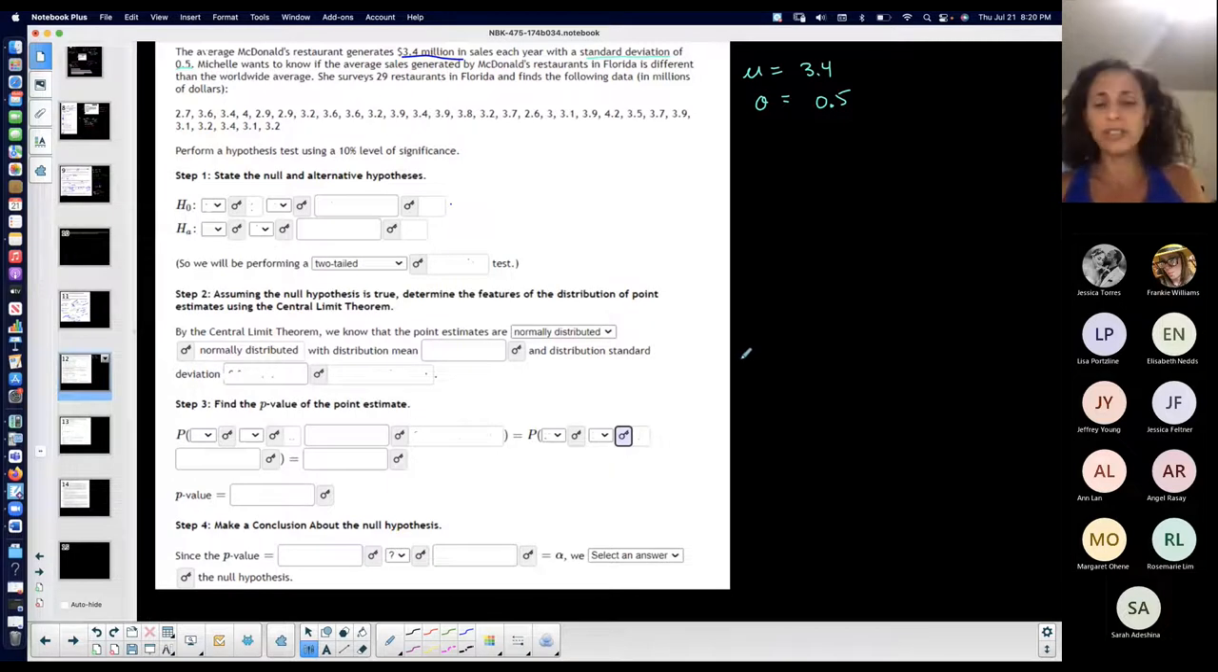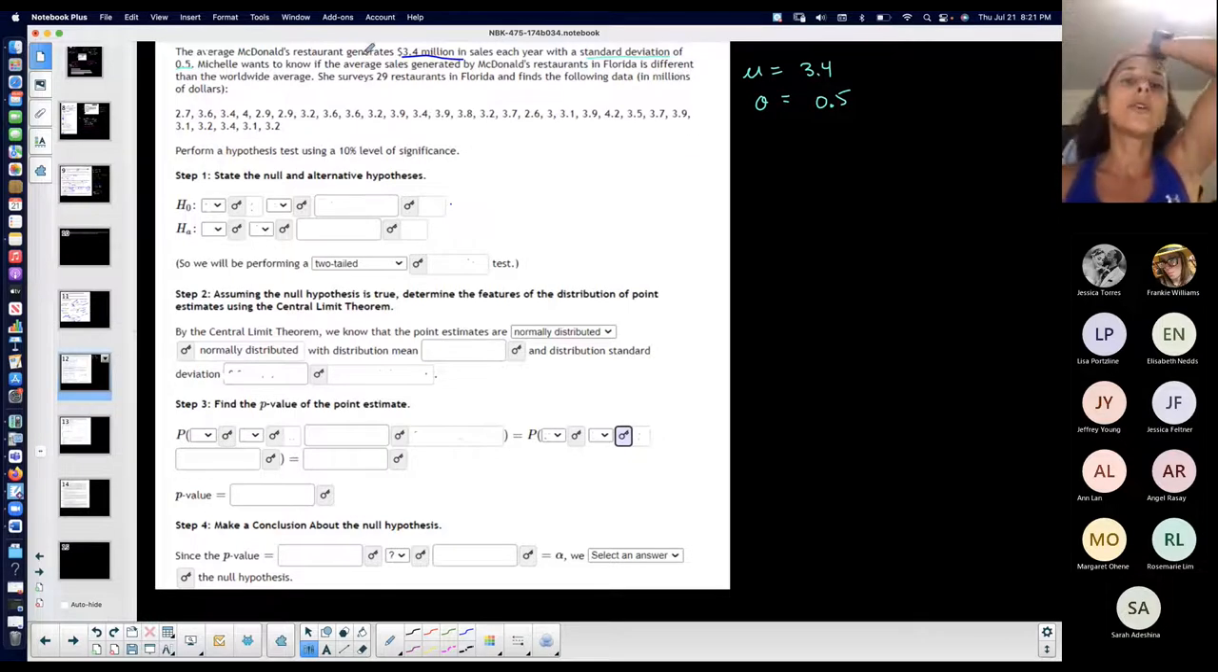Sometimes they directly give that to you. The population standard deviation is sigma, and sometimes they talk about it in words and you have to pull out that it is sigma rather than S. So again, the average McDonald's restaurant in general, that's a population, generates this many million dollars in sales, that's a population average, with a standard deviation of 0.5, that's a population standard deviation.